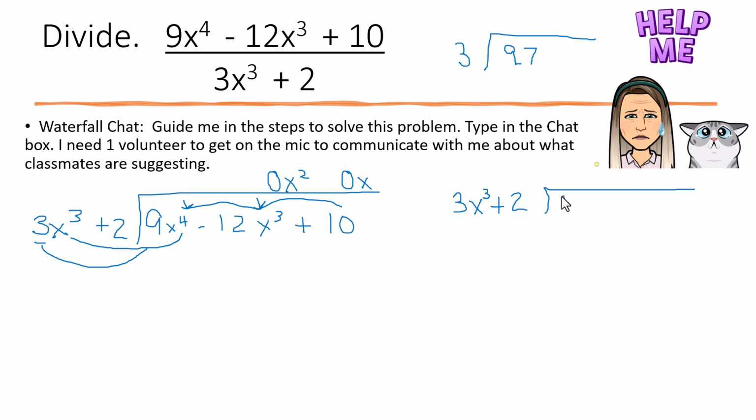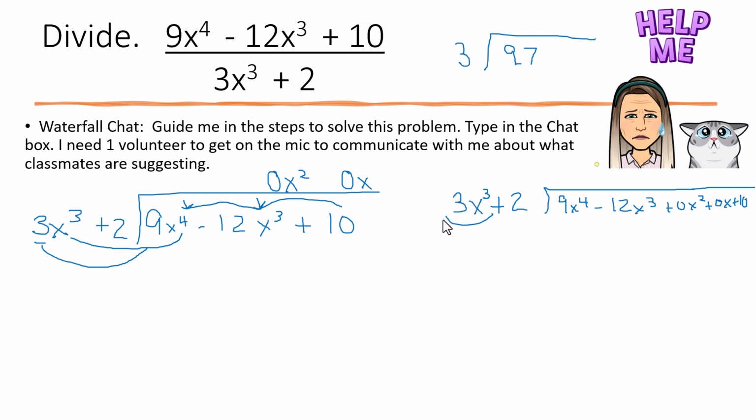So 9x to the fourth minus 12x cubed plus 0x squared plus 0x. I'm getting smaller and smaller. I feel like I'm going to run out of room. Plus 10. Okay. Now we're going to take this first term and we're going to try that again.